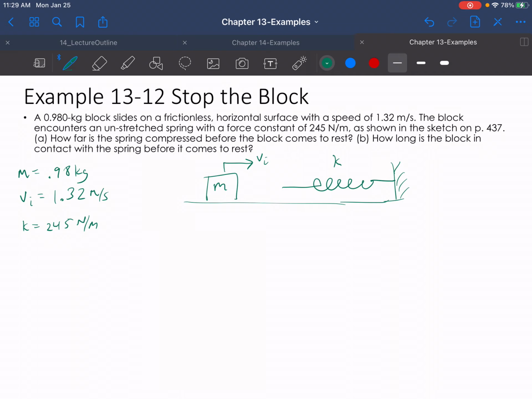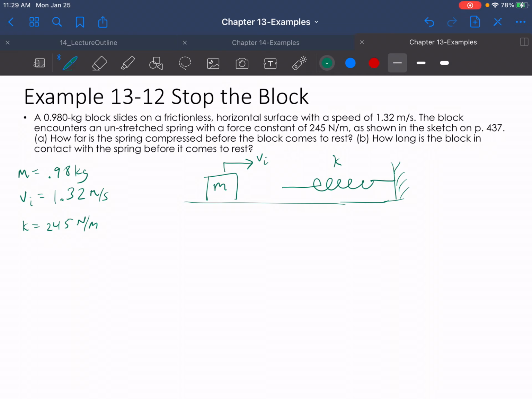And then it's going to hit it, and how far is the spring going to compress before it comes to rest? With this one, we can actually do this with energy. The energy stored in the spring when it is fully compressed has to be the same amount of energy that the block has as it's sliding along there.